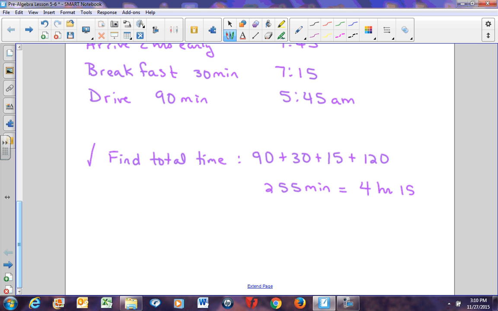If I add 4 hours and 15 minutes to 5:45, I will get 10 o'clock. So let's check out. If I leave my house no later than 5:45, I should be able to have plenty of time to do all of that stuff. Other ways you can work backwards are sometimes when they ask you to do a problem.